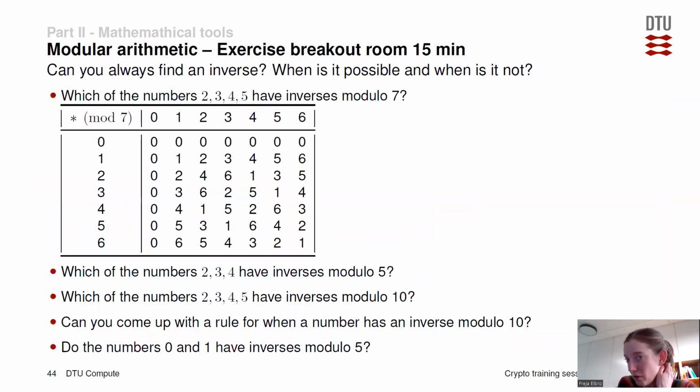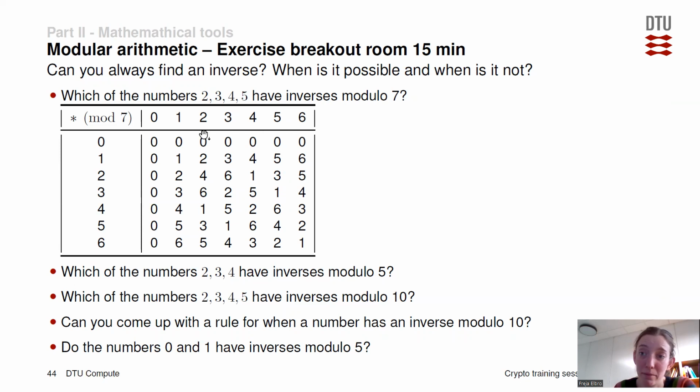Now I want you to work a little bit with modular arithmetic on your own. The exercise I want you to think about is whether you can always find an inverse modulo any number. I will start you on the first exercise. The question is, which of the numbers 2, 3, 4, and 5 have inverses modulo 7? There is an efficient algorithm to calculate inverses modulo any number if it exists, but for this exercise, I want you to just check all the possibilities.